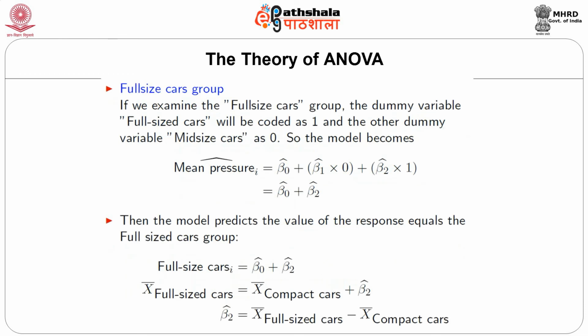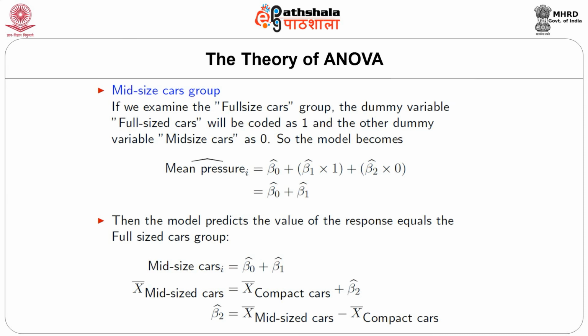Full-size cars group. If we examine the full-size cars group, the dummy variable for full-sized cars will be coded as 1 and the other dummy variable will be 0. So, the model becomes beta naught hat plus beta 2 hat. Then the model predicts the value of the response for the full-sized cars group: beta naught hat plus beta 2 hat equals x bar full-sized cars, which is x bar compact cars plus beta 2 hat. Beta 2 hat is x bar full-sized cars minus x bar compact cars.